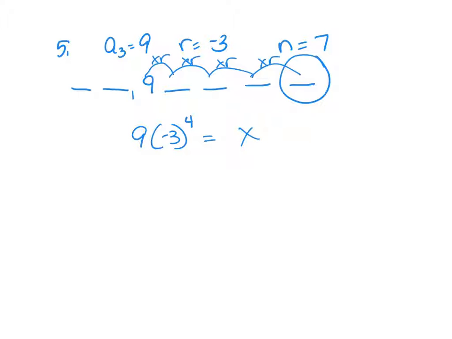You could go backwards and say, okay, if R is -3 and I get it by multiplying to go to the right, I get it by dividing to go to the left. So 1 times -3 is -3. -3 times -3 is 9. You understand? So now we have A1, and you can use your regular formula. And N is 7.